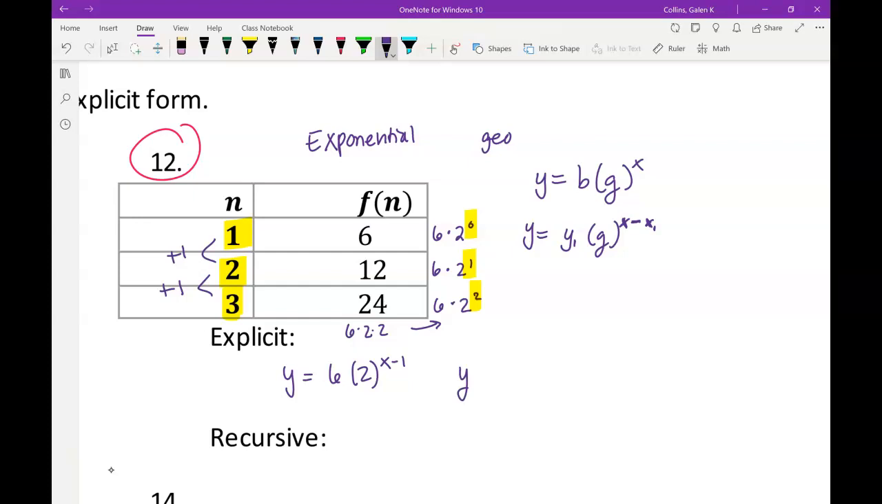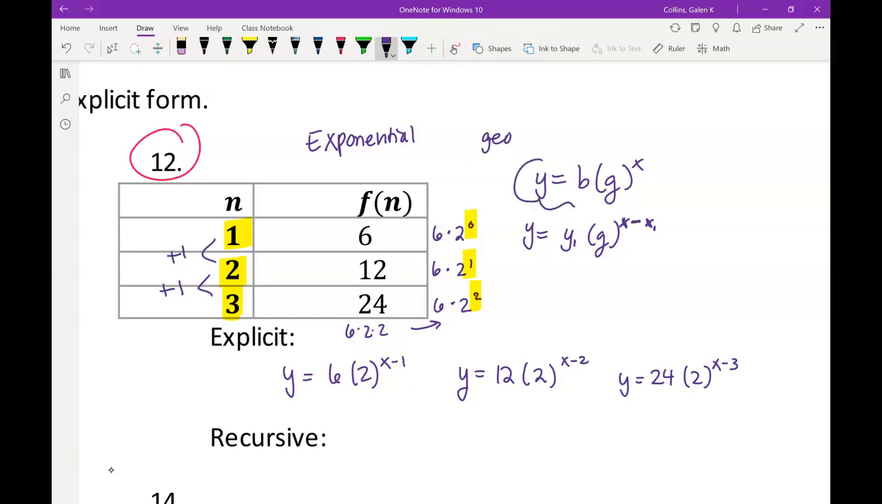We don't call this point slope form because it's exponential and I don't have a slope, but it's otherwise a very similar idea. Had I started with 12, I would have a 2 here in x minus 2. Or had I started with the 24, the y value 24, my growth factor is still 2, but I'd have x minus 3. So all three of those work.